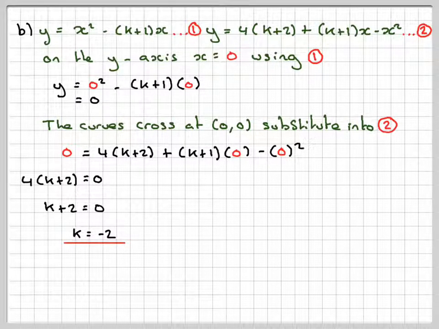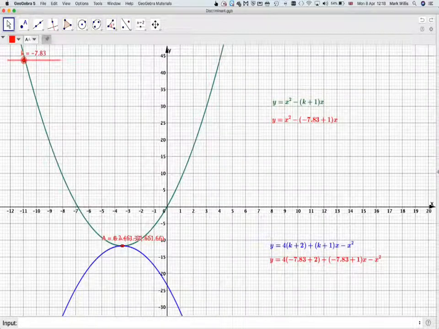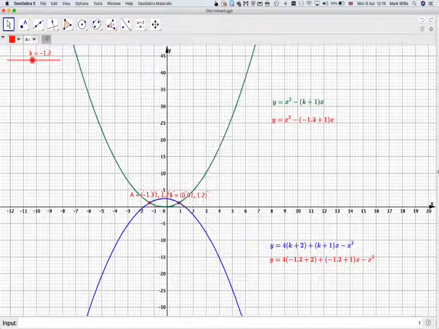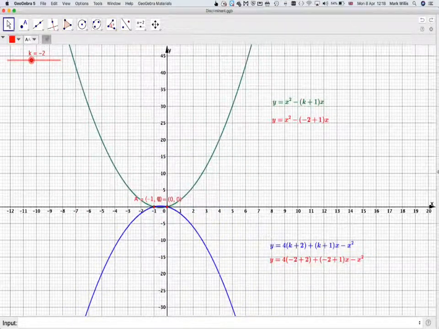So if we go back to our GeoGebra app and put k here at minus 2, which I'll do by this, then we can see we get, let's just move that slightly out of the way, one point of intersection at (0, 0), which is the one we wanted on the y-axis. There is actually a second one at (minus 1, 0).